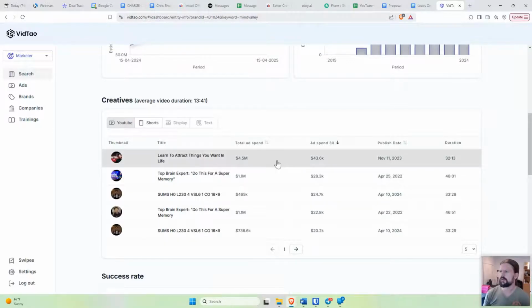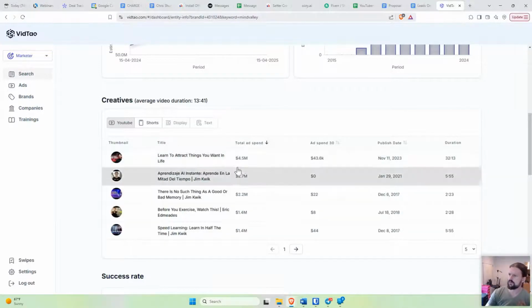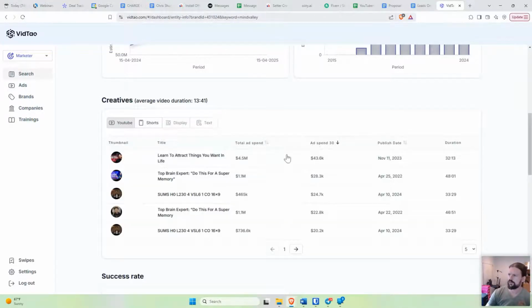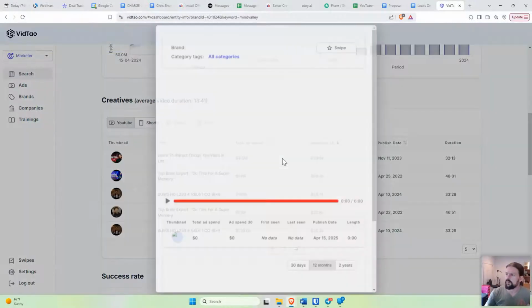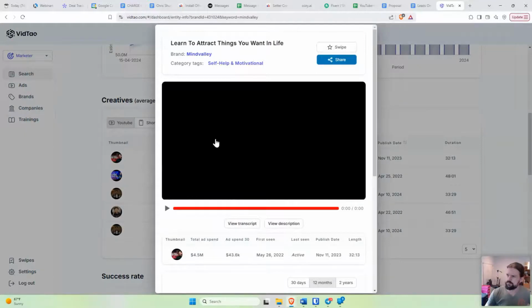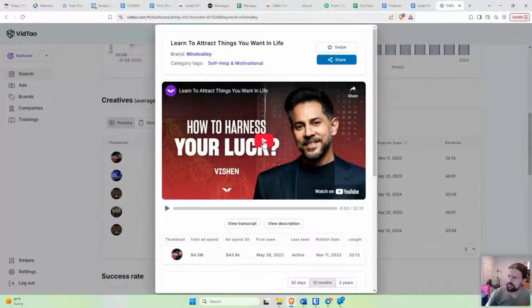So this is clearly their best performing ad. And in terms of both total ad spend and ad spend 30, this is their best performing ad. So if I want to look at that, I just click on it. I can watch the ad right here, and I can take out pieces of it, and I can look at what they are saying in the ad. And those are things that I can then use in my business if I run a similar business to this one. I can also look at the length.